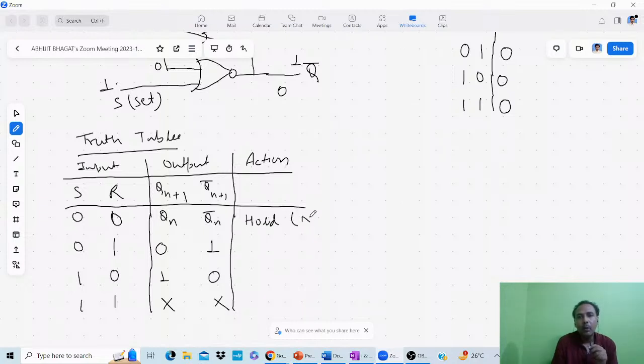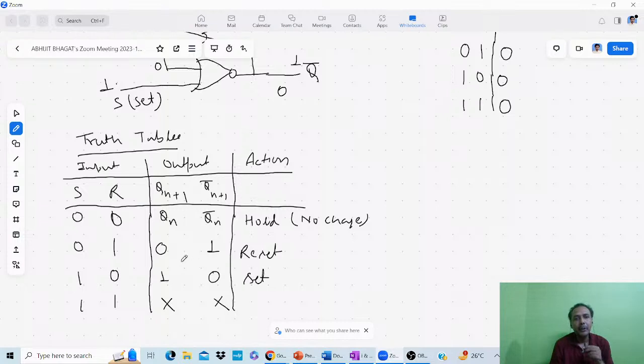Hold or no change means your previous output is held, or there is no change across the output. When you supply 0 1, your Q will be 0. So 0 means reset. Set means 1, reset means 0. So here your output is 0. When you supply 0 1, Q is 0, so it is the reset condition. And in case of 1 0, the output Q is 1, so it is the set condition.